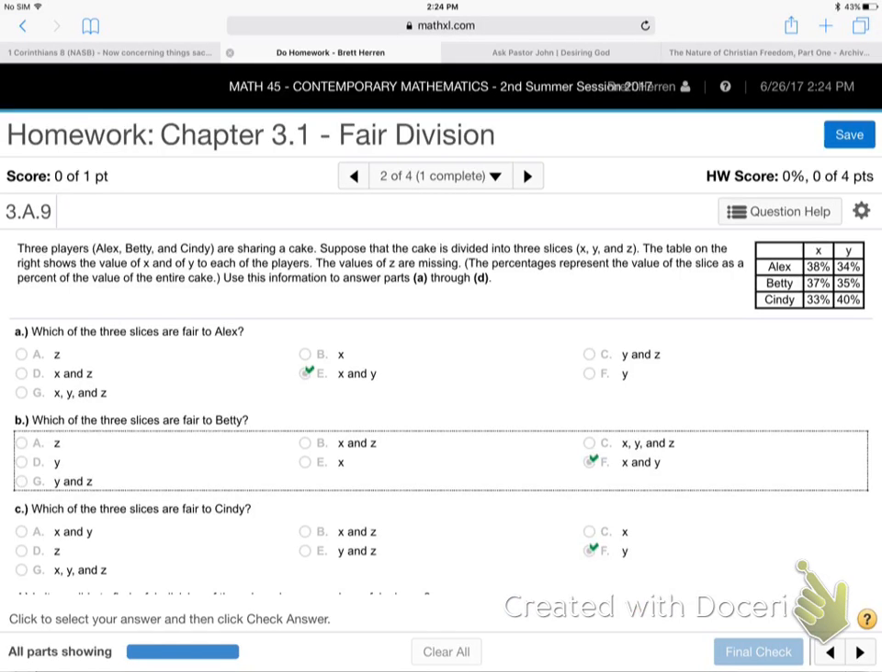Okay, so now what they're going to do is they're going to give some kind of cake. They're not even showing the cake. Alex, Betty, and Cindy, A, B, and C, are sharing a cake. Suppose that the cake's divided into 3 slices, X, Y, Z. The table on the right shows the values of X and Y to each of the players. Values of Z are missing. The percentage represents the value of the slice as a percentage of the value of the entire cake. Blah, blah, blah. All right. So, in other words, let me try to make a little more sense out of this for you.